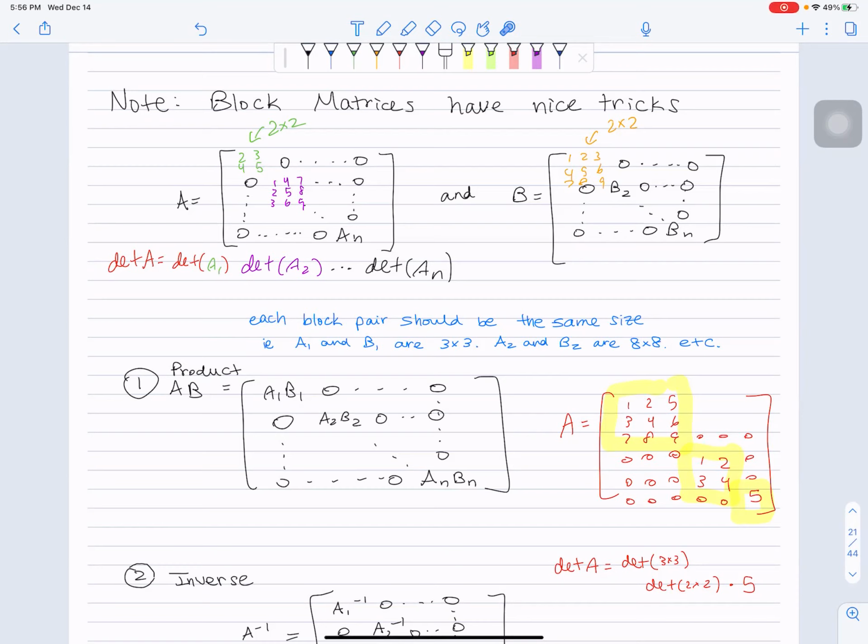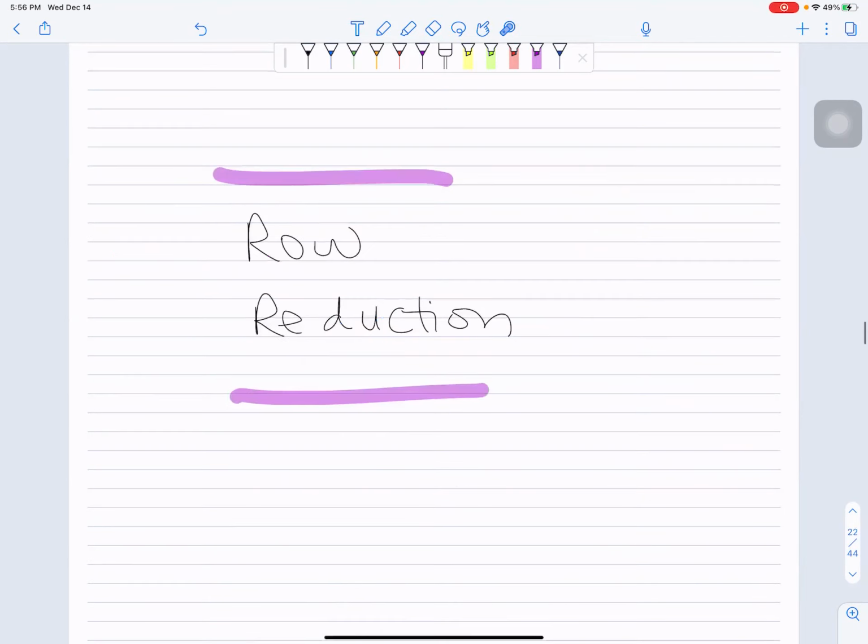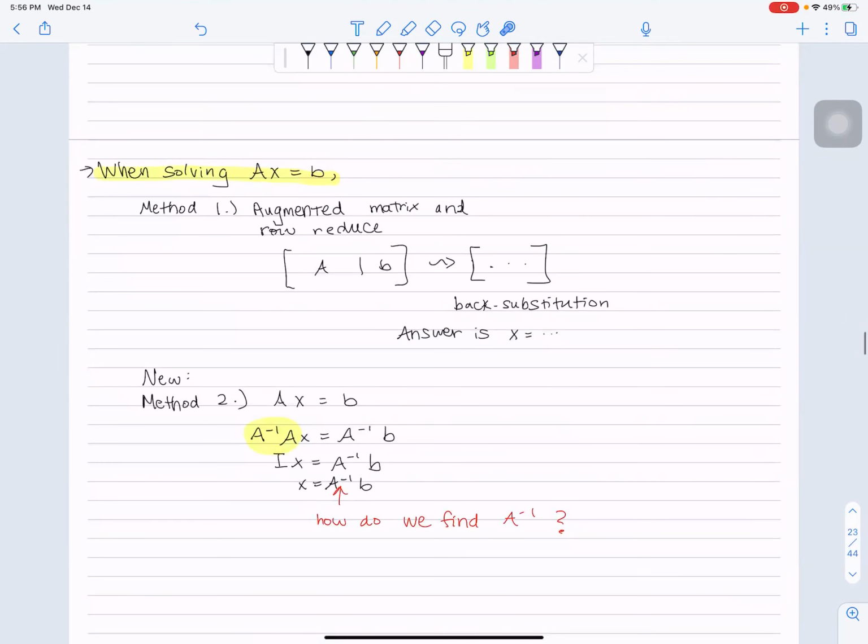Okay, so let's talk about row reduction. Row reduction is usually used when we're solving equations like AX equals B, where A is some matrix, X is maybe some vector with variables that you're interested in, and B is another vector with numbers. There are two methods to solving AX equals B. First, you can make a big augmented matrix, meaning I write my entire matrix A, and then I write my B vector. And then you do a bunch of row reductions, back substitute, and you get your answer.